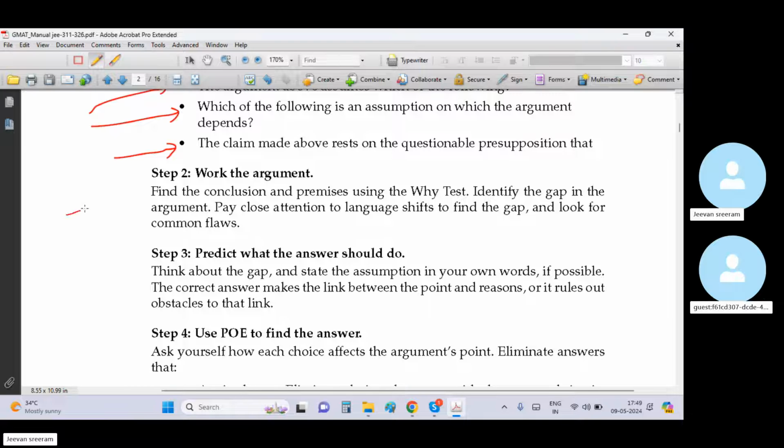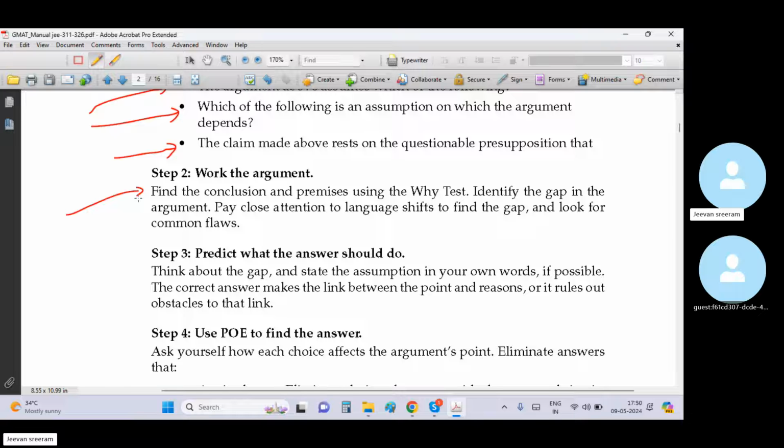There is a standard process to handle any assumption question. You should be able to split the given argument into claim and evidence, or conclusion and premise. Evidence is nothing else but premise. Using the Y test, as we handle the questions, you will clearly understand it. You should be able to identify the gap in the argument.